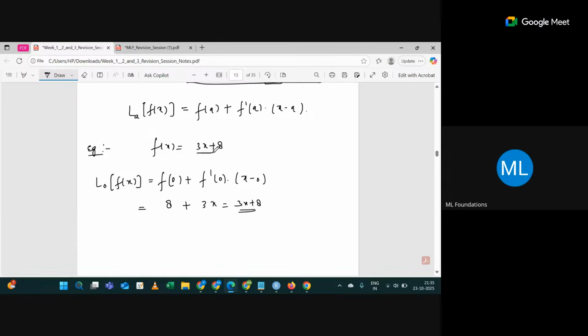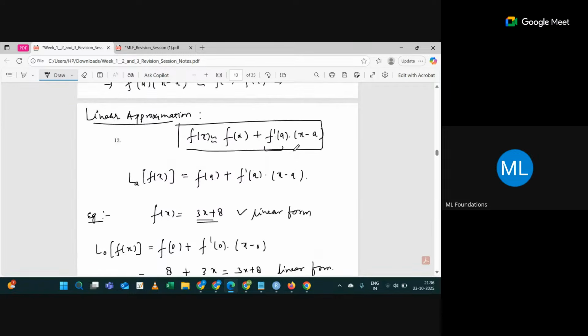Which is the original one, right? Why did we get the same thing? Because this was already in linear form. If you approximate a linear function with a linear function, you get the same thing. So what is the concept of linear approximation? You have some different curve, let's say x square plus y square, and you want one linear approximation. This is the way you can do it.